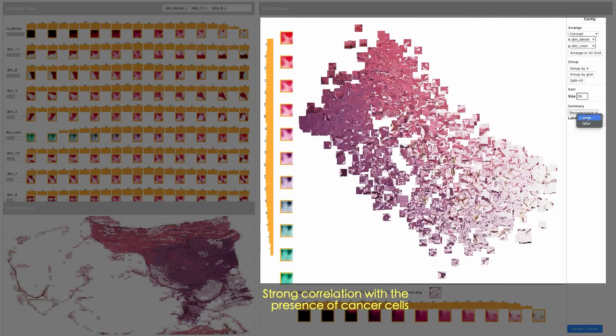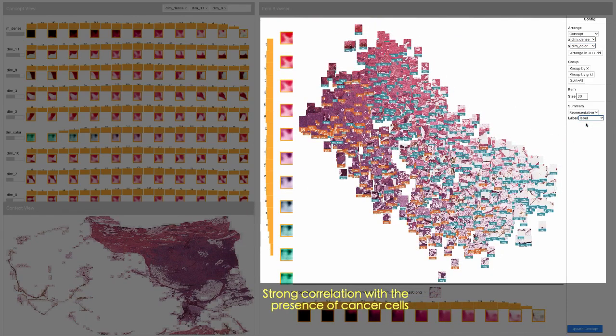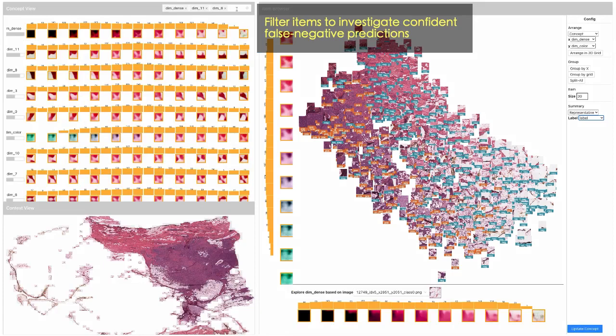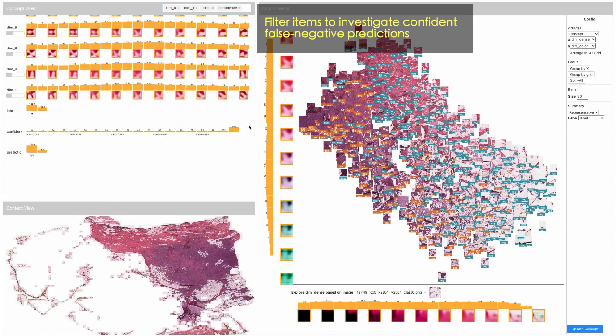By adding labels that indicate the cancer cell presence to each item, we observe a strong correlation between the presence of cancer cells and the two visual patterns. We first analyze items that had confident false negative predictions. We import labels from the metadata and use them to filter items.